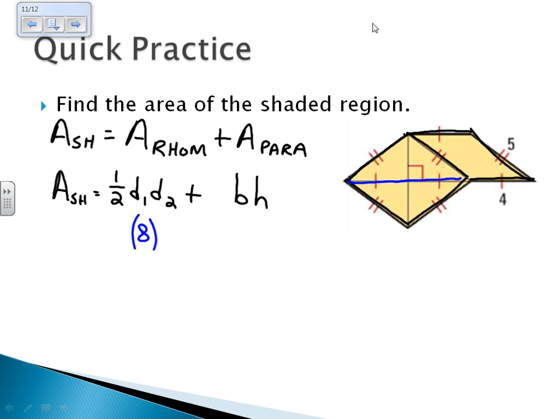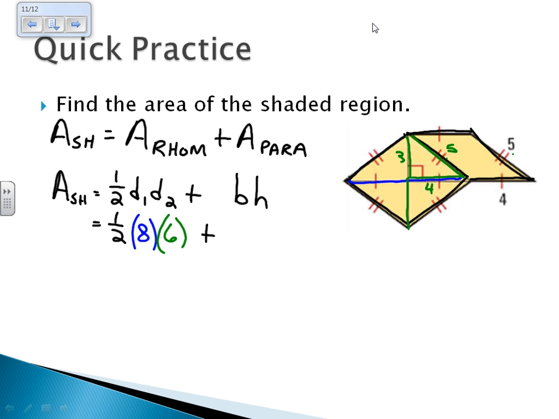Wouldn't it be 5? It's not going to be 5. Yeah, so if you look at this little triangle here, the small triangle, this is 4. This is 5, so what's the last one have to be? 3. So what's the whole diagonal? 6. So this is going to be 6. So I get half, 8 times 6, plus, what's the base from my parallelogram? 4. Why not 5?